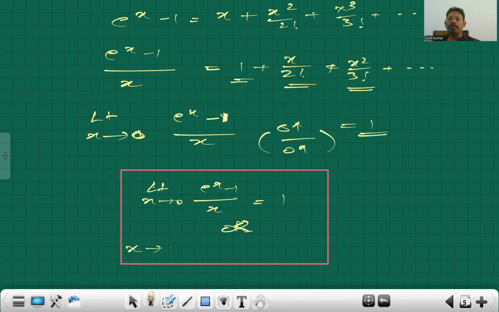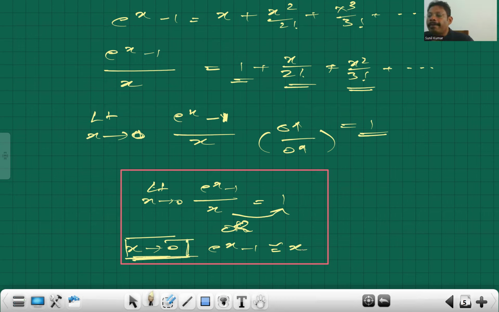Or you can write it like this also. Whenever x approaches 0, e raised to x minus 1 should be approximately x only. How did we get this? If we cross multiply, it becomes x, e raised to x minus 1. One condition you should remember: this is happening whenever x is approaching 0 only. Whenever x approaches 0, e raised to x minus 1 tends to x. That you should remember.